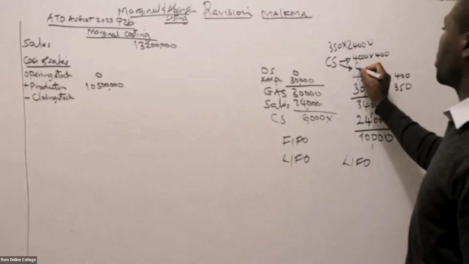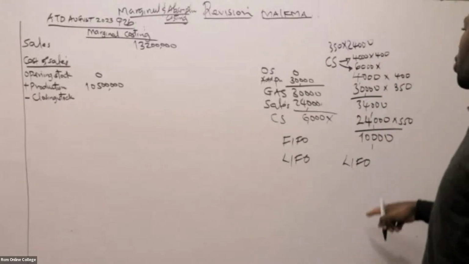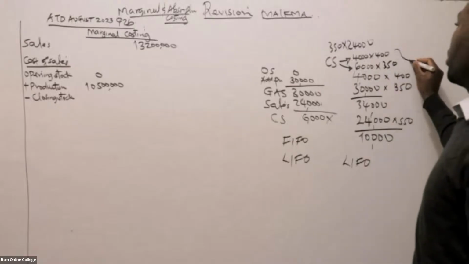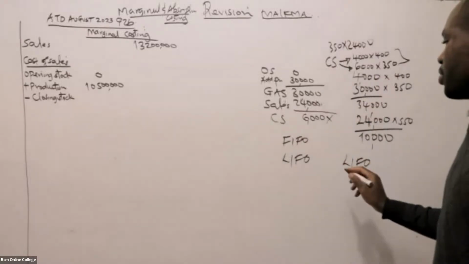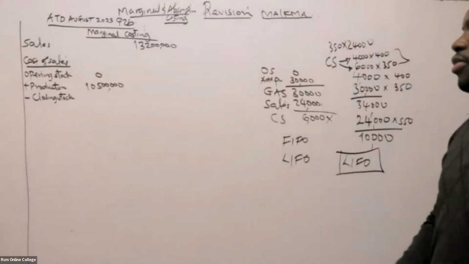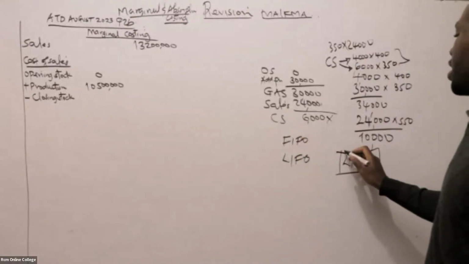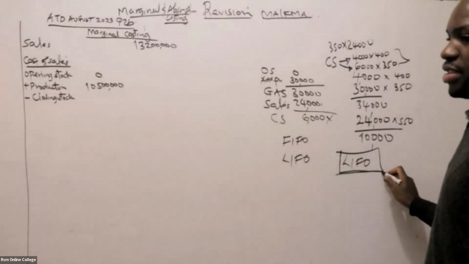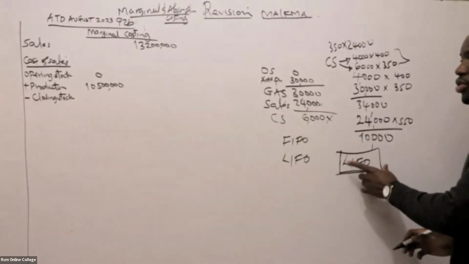So the other remaining amount represents 6,000, which was produced during the year, at a cost of 350 shillings per unit. So this is how you're going to get the cost of closing stock, if the company was using what we call LIFO. Whoever is setting the management accounting paper has not decided to subject you to this.